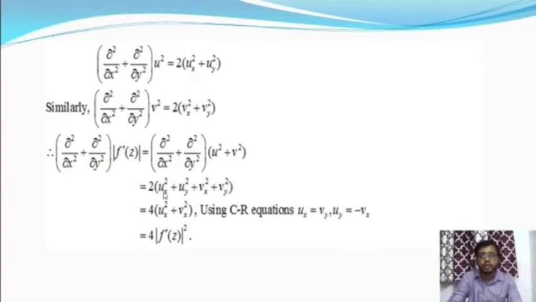We will get ux square plus uy square, and from the second differentiation we will get vx square plus vy square, into 2. From this it will give 4 into (ux square plus vx square) by using the CR equation. Here this is actually the CR equation, ux is equal to vy and uy is equal to minus vx. So applying the CR equation we will get 4 into (ux square plus vx square). So ux square plus vx square is the modulus value of f dash z, so that is 4 into mod f dash z whole square. So hence proved.